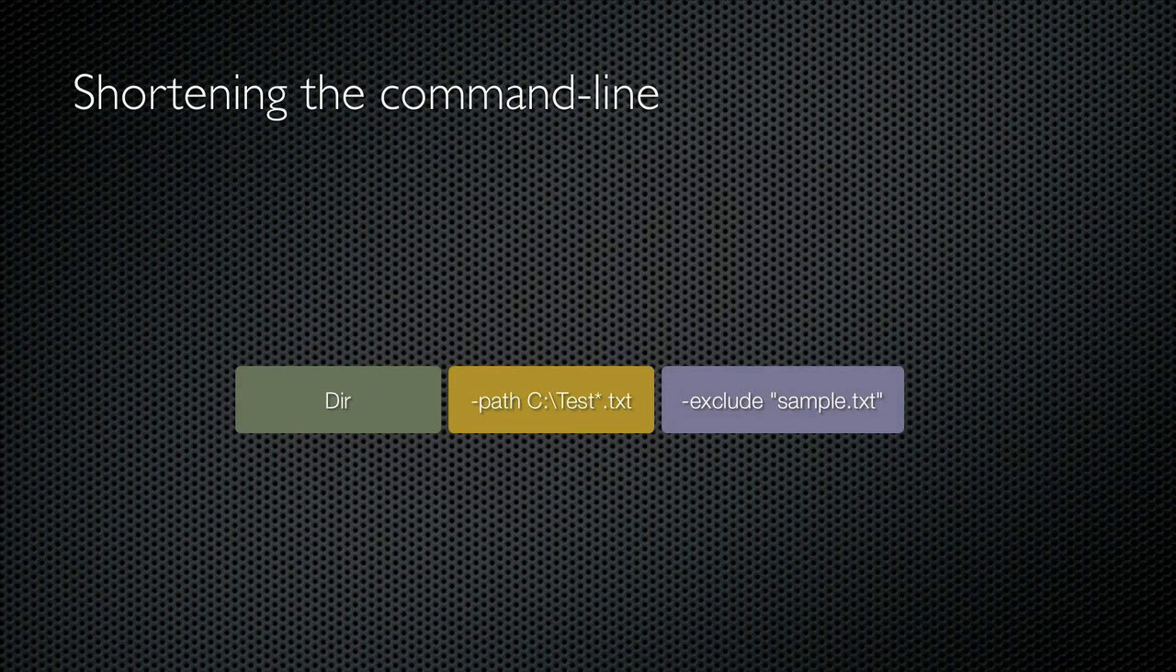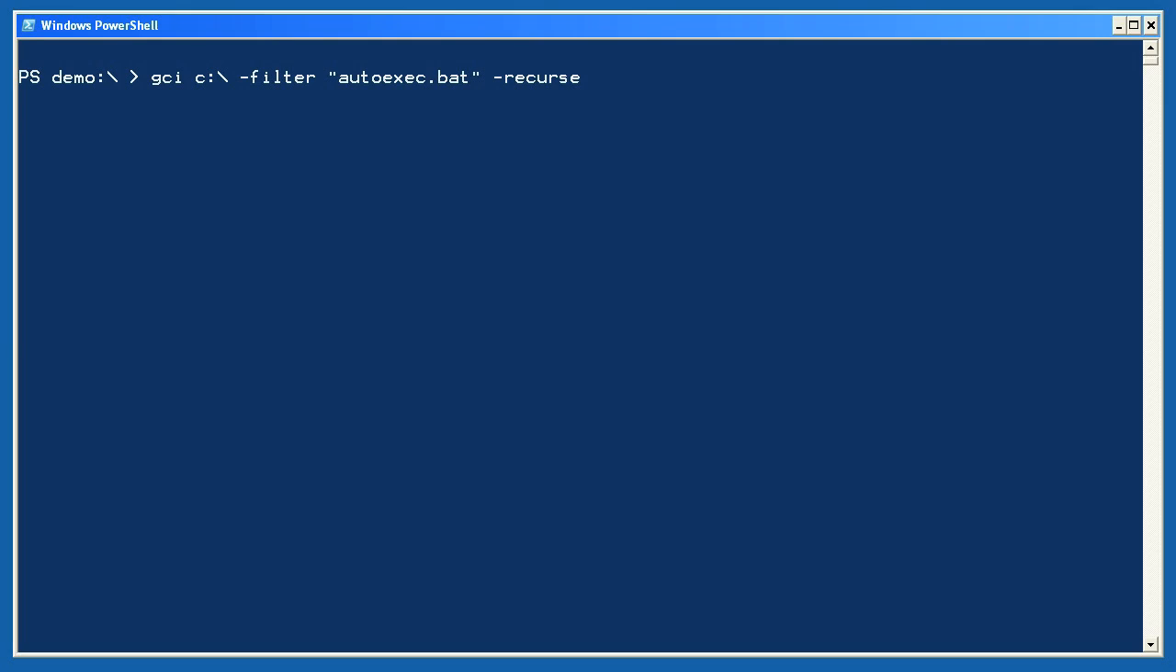The result is a much shorter command line, meaning you have to type less. Of course, this shorter line is less easy to read for a beginner, so you can always opt to use the full syntax to keep things clearer. Working with cmdlets and their parameters is pretty straightforward, and you've seen several examples so far.